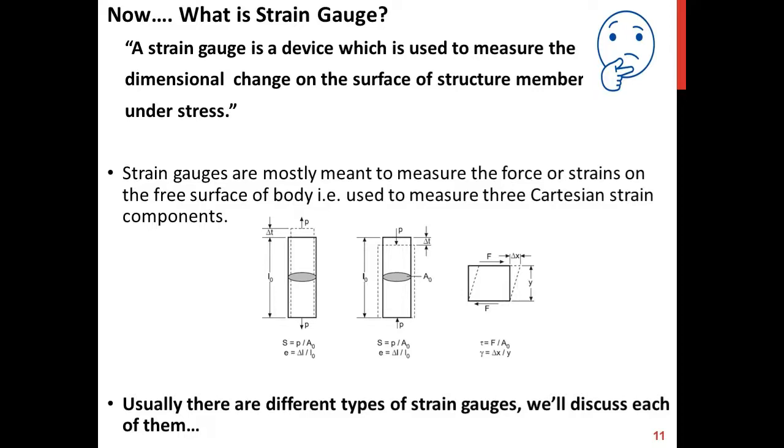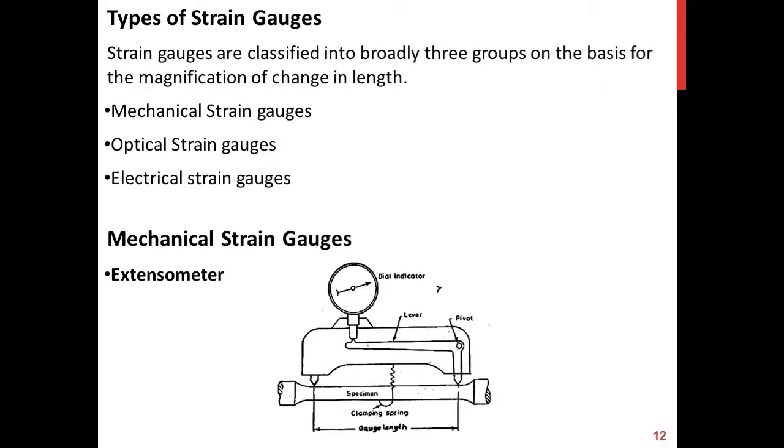Usually there are different types of strain gauge, and we will discuss each of them. The strain gauges are classified broadly into three groups on the basis of the magnification of change in length. We have mechanical, optical, and electrical strain gauges. In mechanical strain gauges we have the extensometer type. Here we have the type of arrangement.